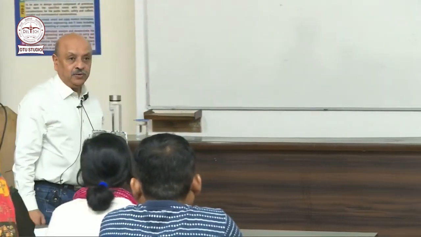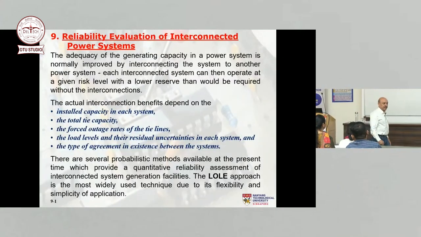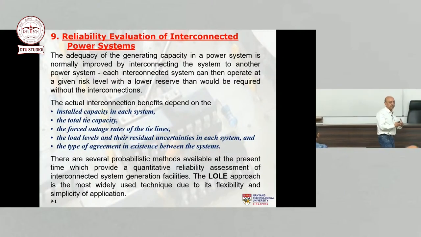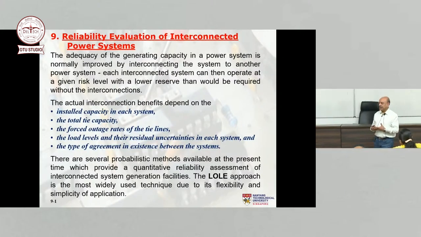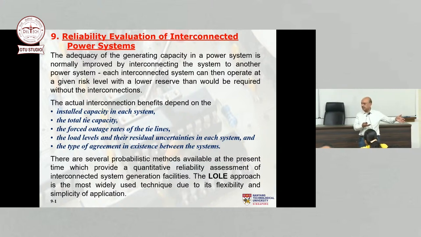So we know by now that we can improve the performance of the system by interconnecting it to another system. Intuitively, we can see that I have my own system. If I connect it with another system, in the hour of need maybe I can get power, maybe I can get energy from there. And whenever they need, then I can transfer energy to them.